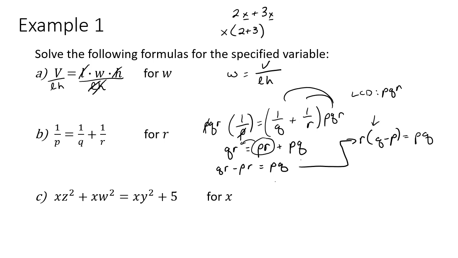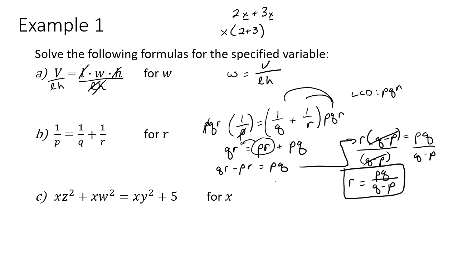And now this is just a product, R times this parentheses. So if I want to isolate R, I can divide this entire parenthesis across to the other side. And so our final answer here, R is equal to PQ divided by Q minus P.